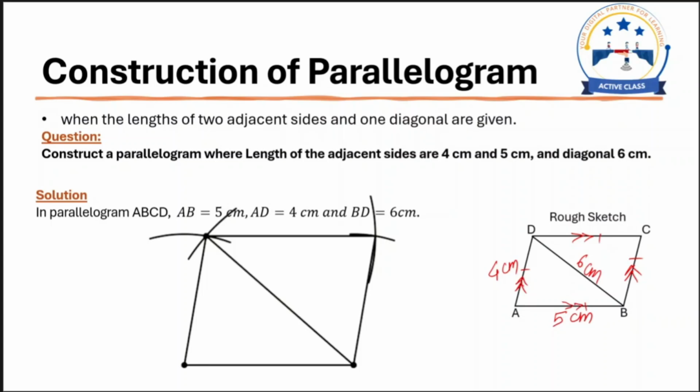Once the parallelogram is constructed, we label it. This is point A, this one is point B, this one is C, and this one is D. We're also given the diagonal, 6 centimeters. We also know that the opposite sides are equal and parallel. The side AB is 5 centimeters and side AD is 4 centimeters. Our solution is completed.